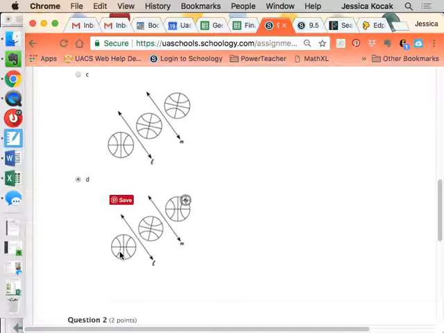Because if you match up the points here, these would be perpendicular and equidistant from this spot here. Okay? Make sense?